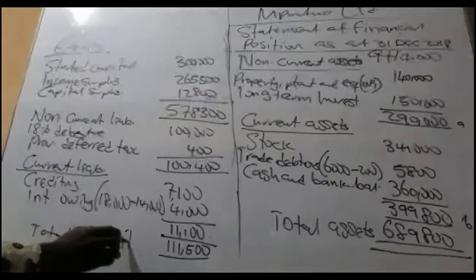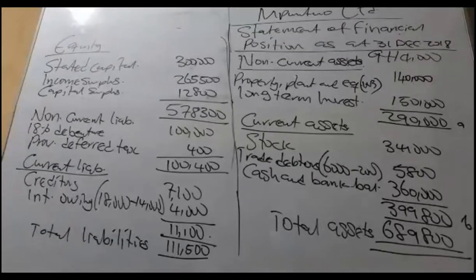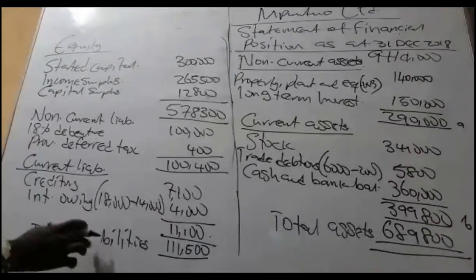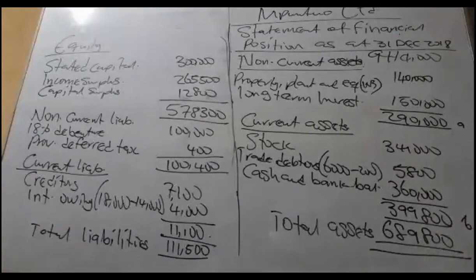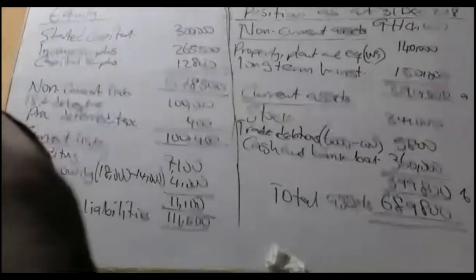Liability. How do we get it? Total liability. So that's that one. Total liabilities. And we get a total equity and liabilities.